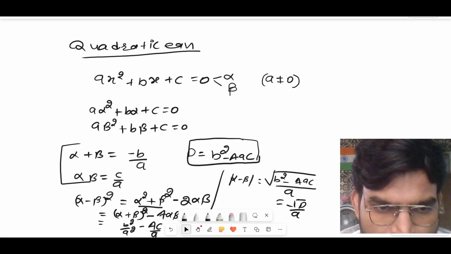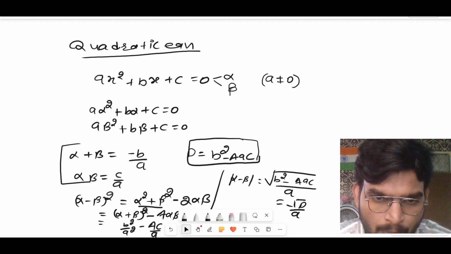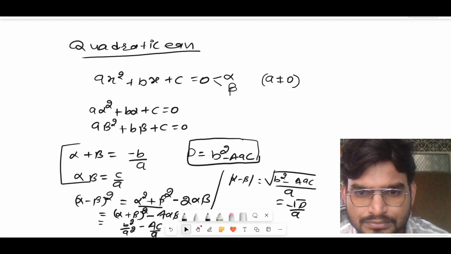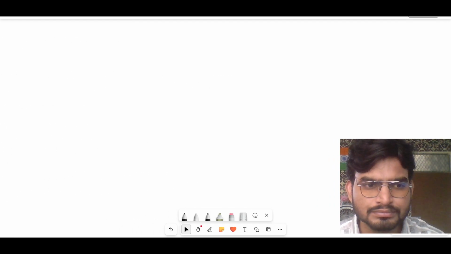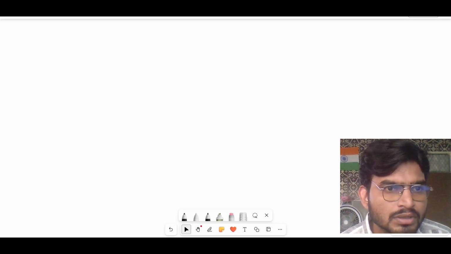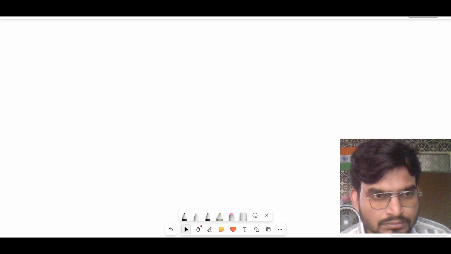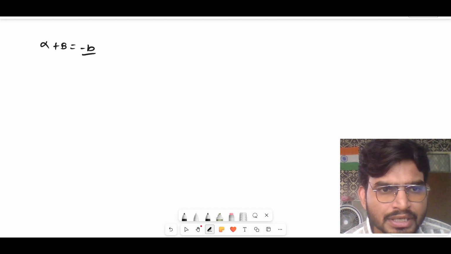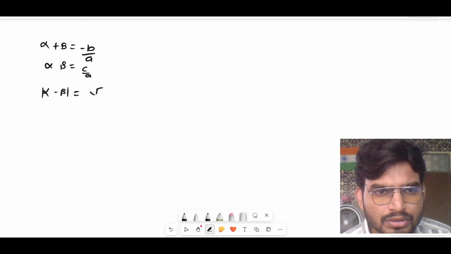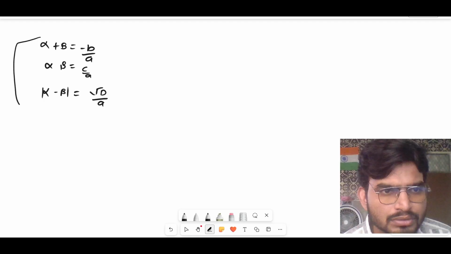Okay, so this is about the basics of the quadratic equation. We have calculated the sum of the roots, alpha plus beta equals minus b by a, and the product of roots, alpha into beta, equals c by a, and the difference of the roots will be root D by a. So these are very important.